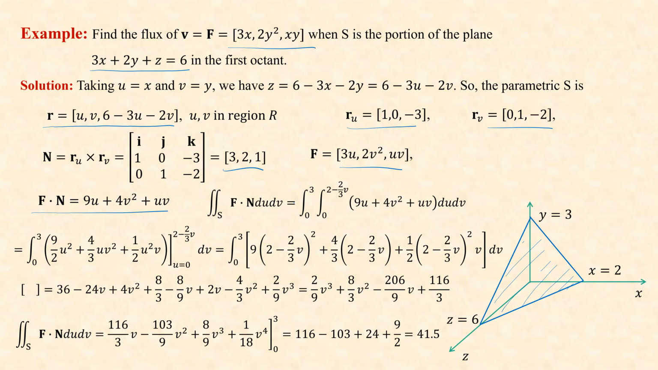The only thing that is a little bit odd is the limit of the integration. Why is that? It's because you're integrating over a region in the uv region. The uv region means the xy region. I chose this here as x and this as y. So the xy region is this triangle, right? In the xy plane.